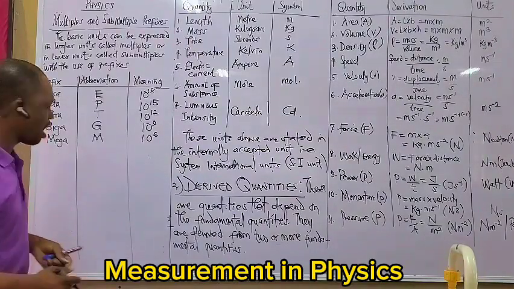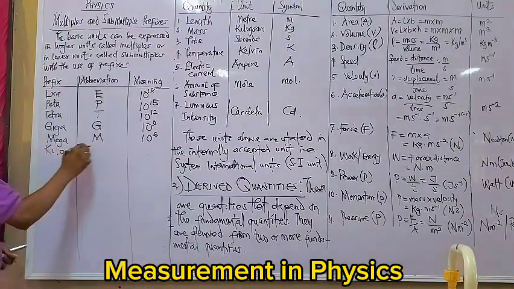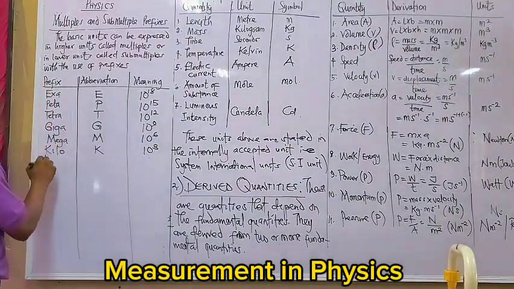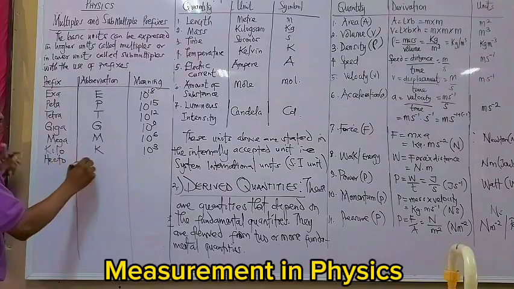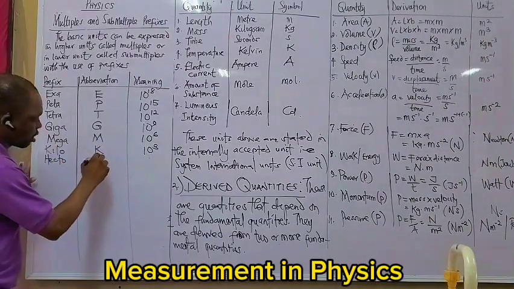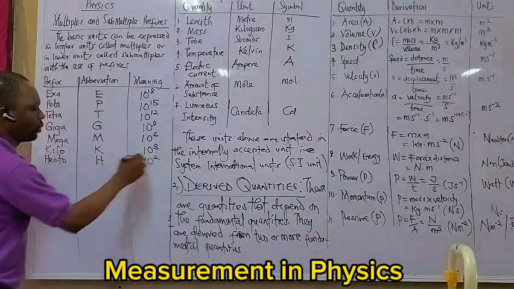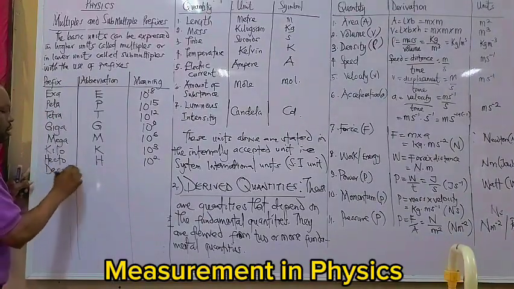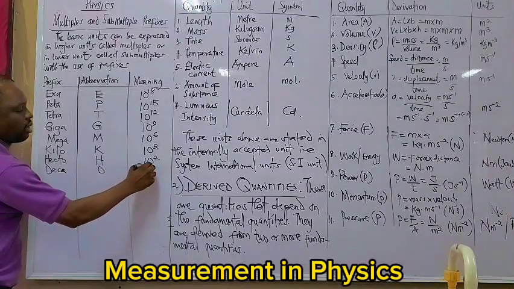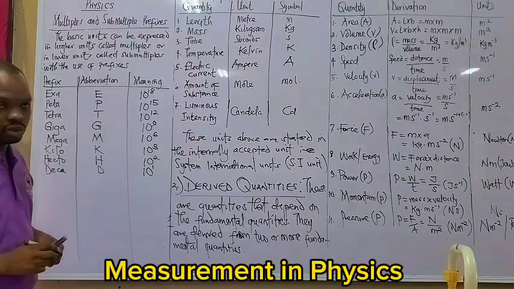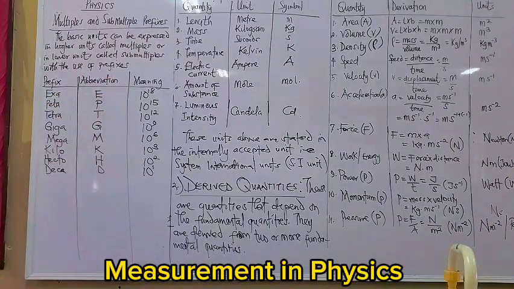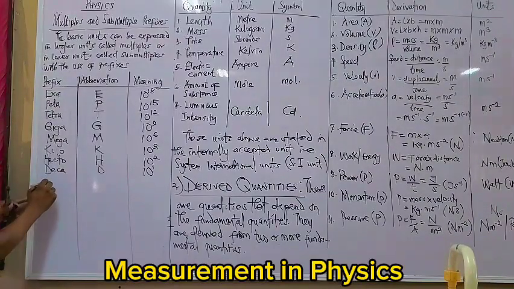Are you following? We have kilo. You all know kilo, right? Kilo, K, that's 10 raised to power 3. We have hecto. Hecto is H. That's 10 raised to power 2. Then we have deca. Deca, D, 10 raised to power 1. Are we together? These are the multiple prefixes. Then when we go to the submultiple prefixes, we'll start with deci.